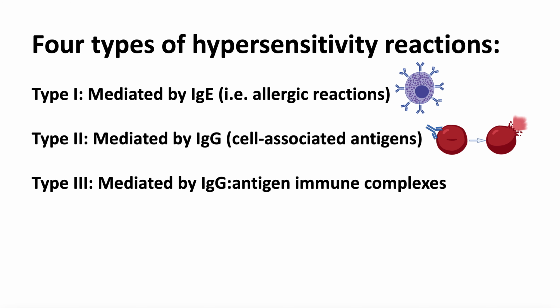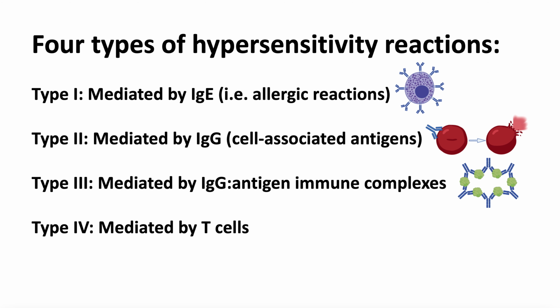Type 3 hypersensitivity reactions are also mediated by IgG, but only when IgG is complexed with antigen, a structure termed an immune complex, which I've shown here. And these immune complexes can cause very specific types of damage. And again, these IgG molecules may be specific for a self-antigen, but often are specific for foreign antigens. But it is the presence of these immune complexes that can cause disease.